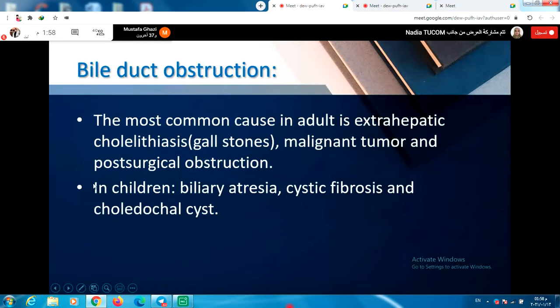In children, there are certain congenital abnormalities like biliary atresia, narrowing of the biliary passages or common bile duct or cystic duct, cystic fibrosis, and choledochal cyst. Choledochal cyst, a cystic structure within the biliary passages, is a congenital cyst with narrow lumen or obstructing the biliary flow.